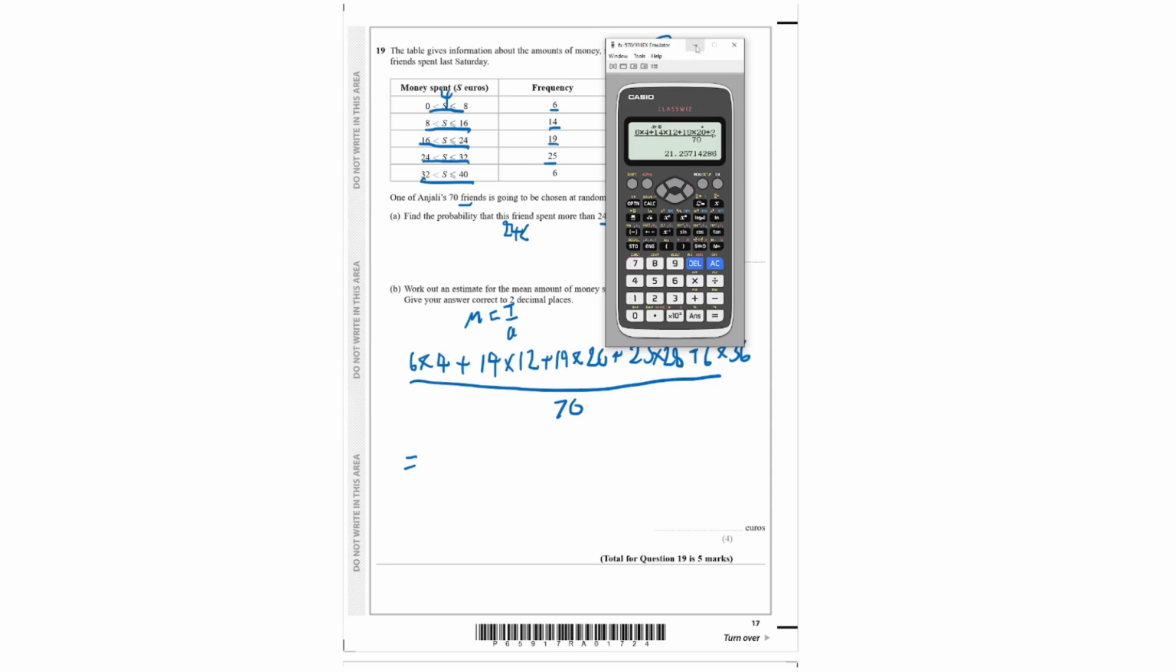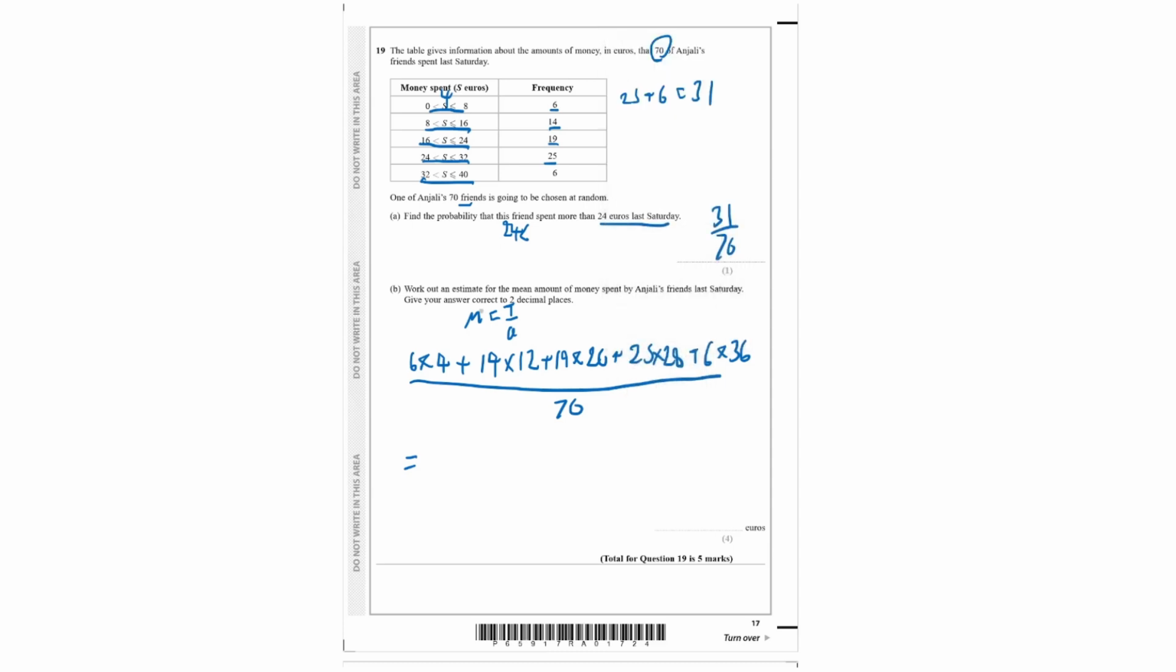This gives us 21.257, and we have to round to 2 decimal places. So the value after the second decimal place is 7, and since we follow 1 to 4 we round down, 5 to 9 we round up, and since the 7 we round up. So we have 21.26 euros spent on average.